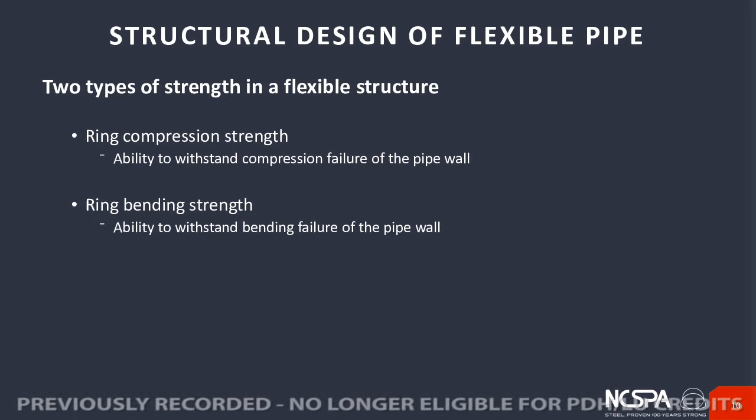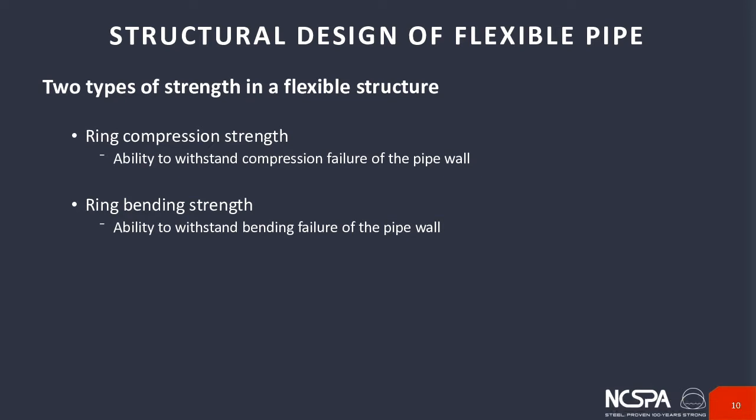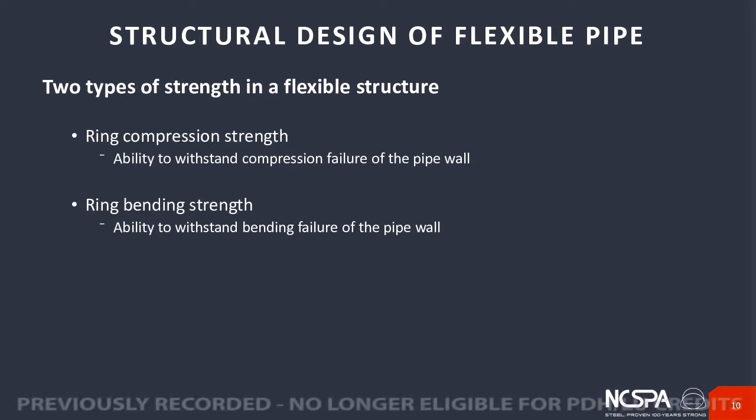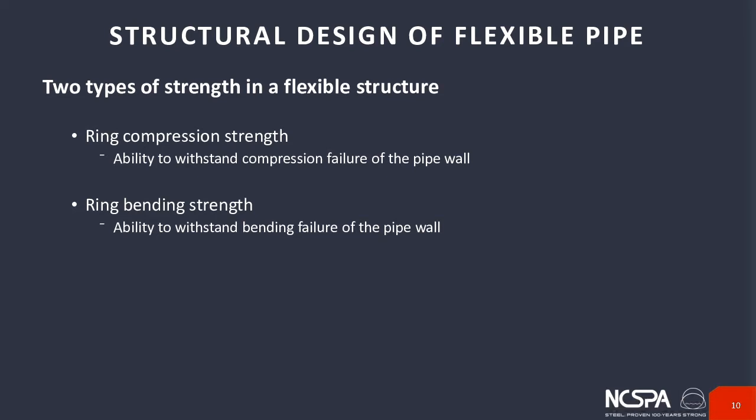Carry loads primarily in the first of these, the ring compression methodology or mode. Ring bending strength is primarily used during construction, during the handling of the pipe, and during the backfilling of the pipe. After the embankment is in place and supporting the pipe, it does carry load primarily through ring compression strength.